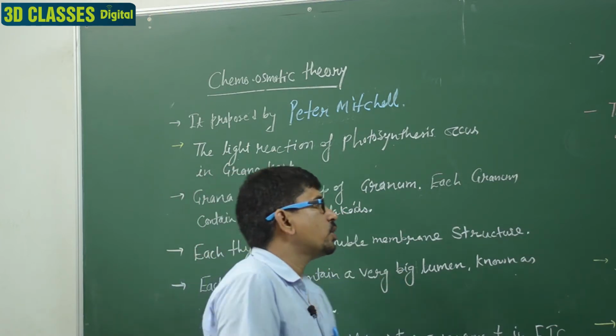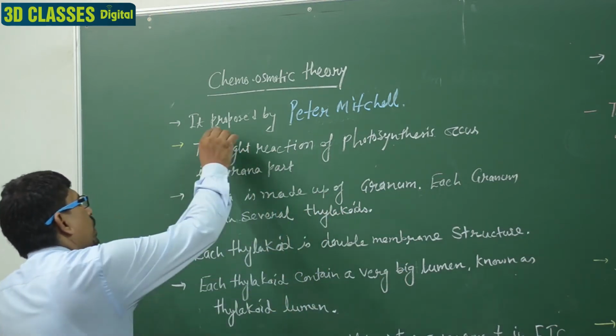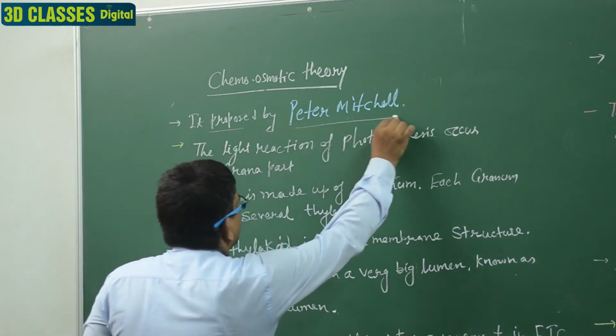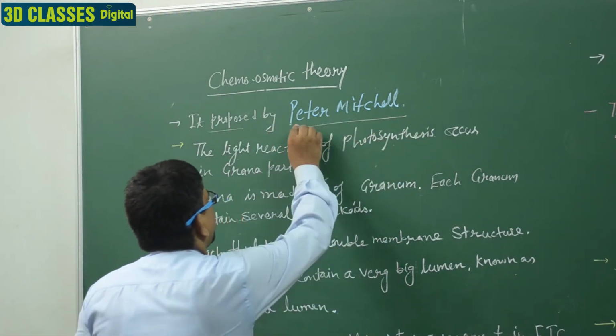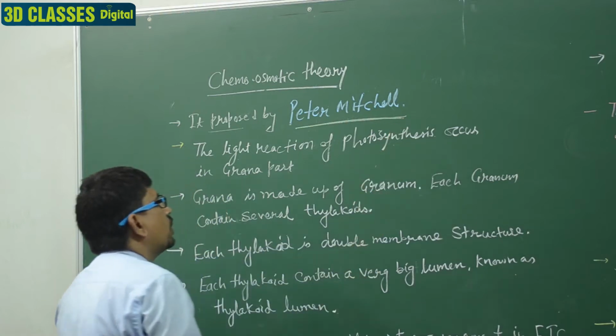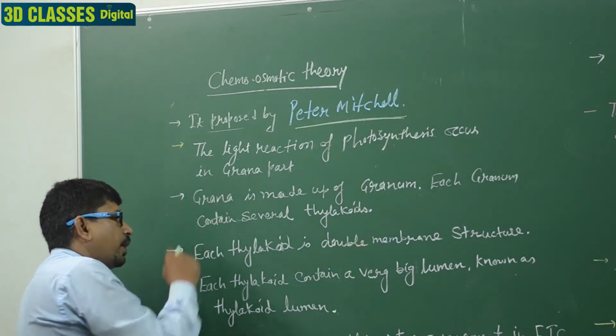Clear? This theory was proposed by Peter Mitchell. The scientist's name is Peter Mitchell, the famous scientist. Clear? First thing. Second, the light reaction.